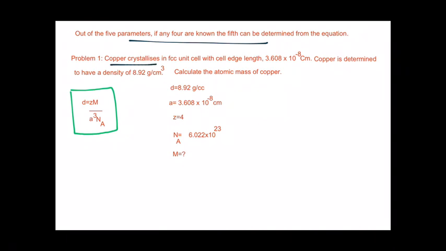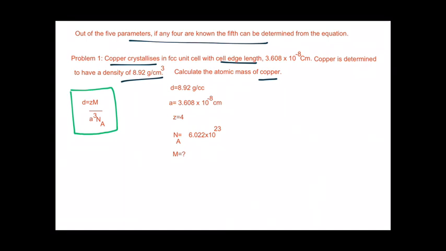I'm going to read the problem first. Copper crystallizes in FCC unit cell with edge length 3.608 into 10 raised to minus 8 centimeter. Copper is determined to have a density of 8.92 gram per centimeter cube. Calculate the atomic mass of copper. So we are given 4 parameters here.